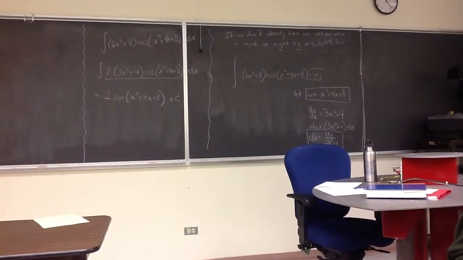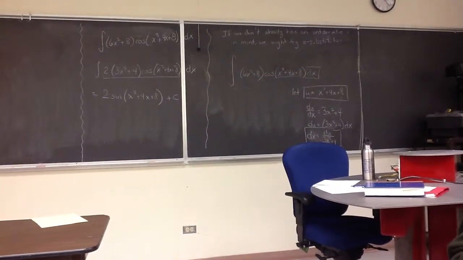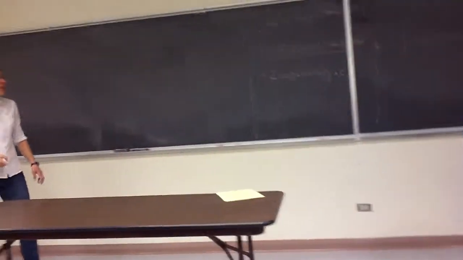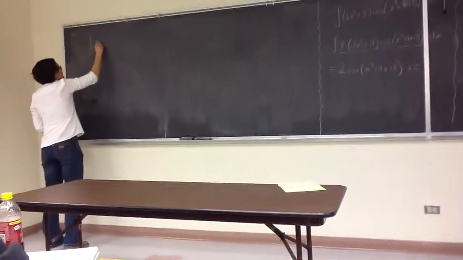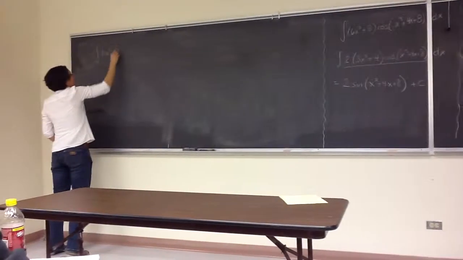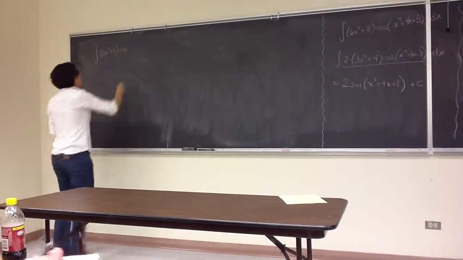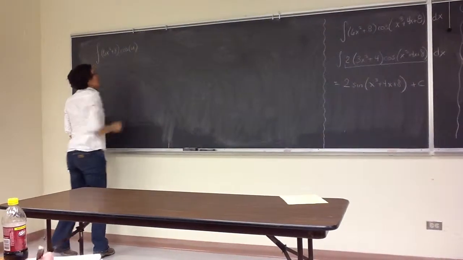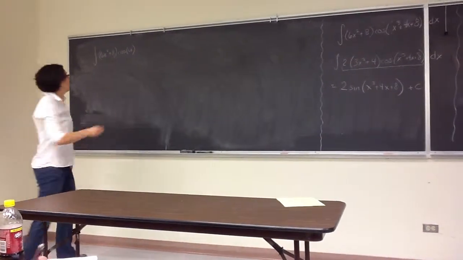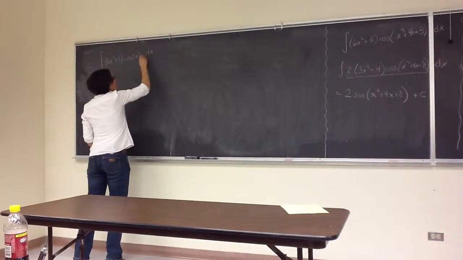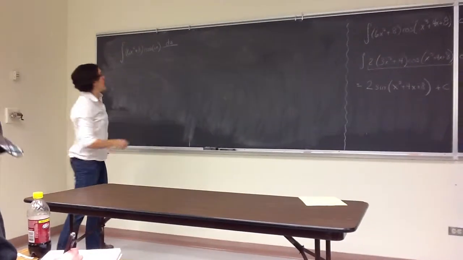Okay, so now back to the original integral. We've got the integral of 6x squared plus 8 times cosine of u, and the dx I'm going to replace with du over 3x squared plus 4.